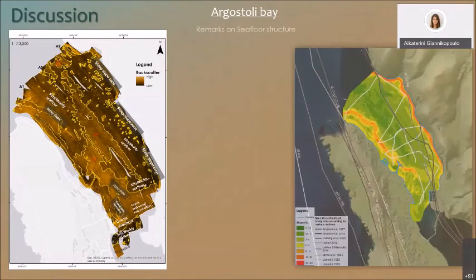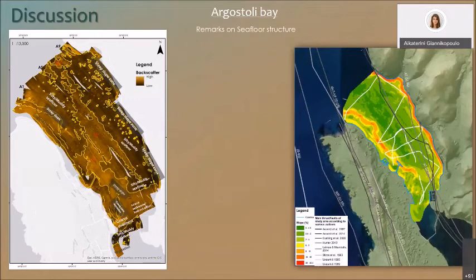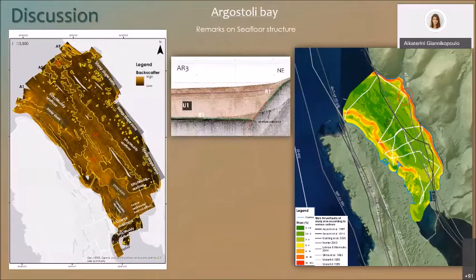Moving on to remarks of the seafloor structure. The image to the right features the slope map of Argostoli Bay seafloor in relation to the position of the acoustic profiles, as well as the identified or probable major fault positions according to several authors. This is a portion of the profile AR3, including all the main features identified in the area.